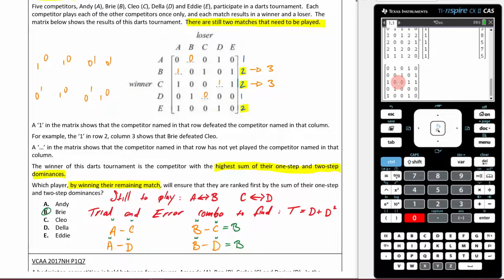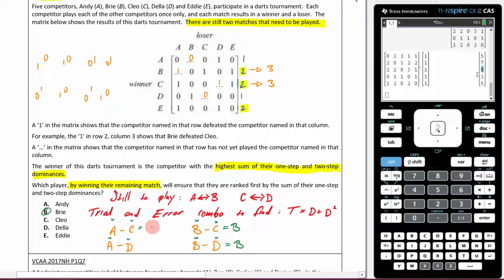So now I'm making A the winner, and let's make C the winner, and C is already the winner here. And now I want to add that with this, square it, take that down, multiply it by my summing matrix. All right, so in this scenario, in which I have A and C, C can guarantee the win with 8 wins here. So in this scenario where A and C play, C guarantees the win, C wins.